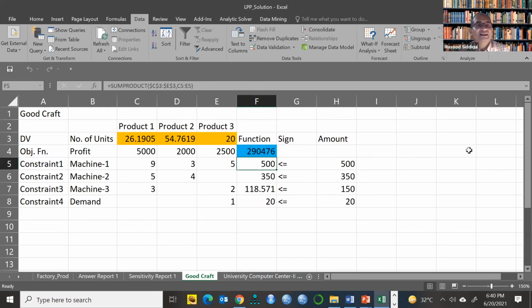Related to the constraints, for the first constraint, machine 1 has 500 hours available and it has been completely utilized. In the same manner, machine 2 has 350 hours and 350 has been fully utilized. But for machine 3, 150 hours are available, but the utilization is only 118.571. So some machine 3 time is being left out. And related to the demand, it is exactly 20 because it is the condition.